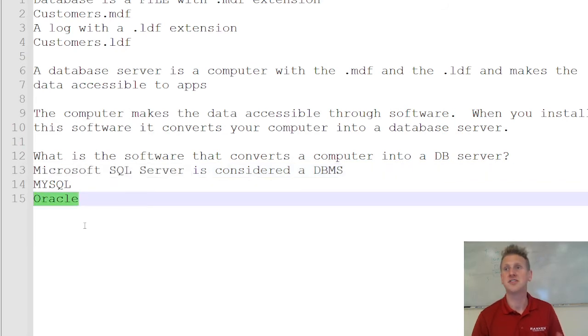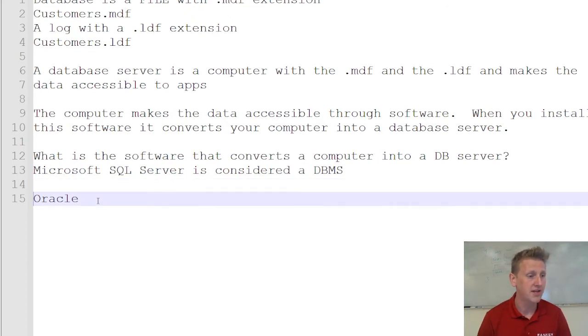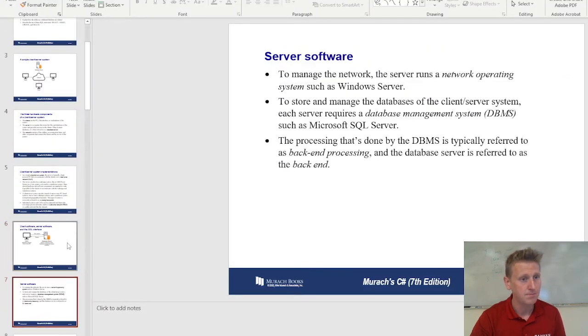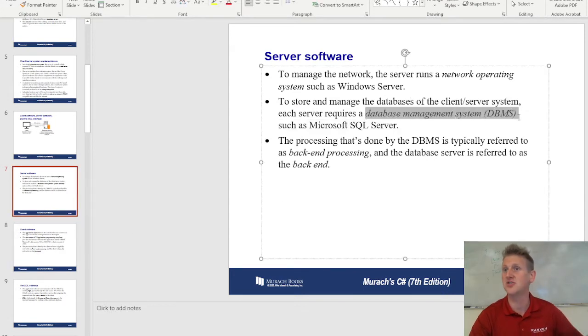Oracle is also something you have to pay for. MySQL, I don't have a ton of experience with MySQL, and so I believe it's free. I don't know if eventually you have to pay for it, but I do believe they offer a free tier as well. Point is, these are all database management softwares that you could implement. Again, Microsoft SQL Server is our database management system. It's just software.